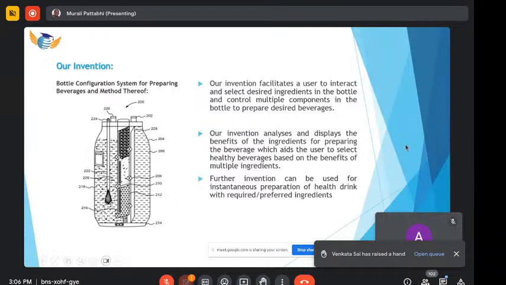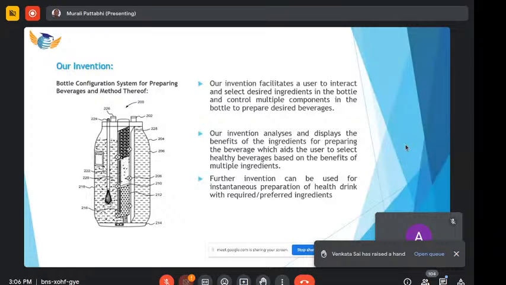Suppose in this section we can have all the required ingredients like tulsi, cardamom, or any other ingredients which you want to be added to your water. Those will be kept in the middle part of it.